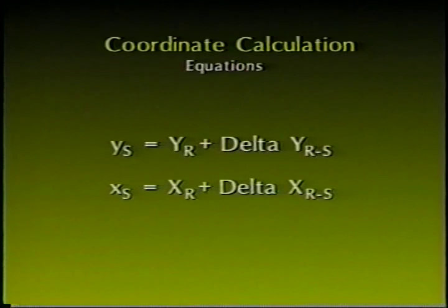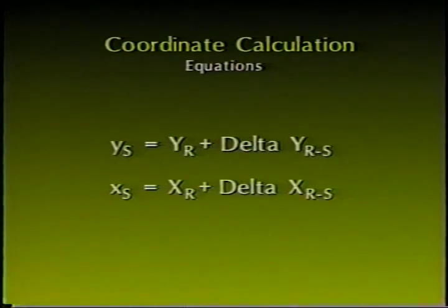Coordinates for survey points are computed by algebraically adding the delta Y and delta X of each succeeding course to the coordinate value of the starting point, or the point of beginning of the survey. This graphic illustrates the equations used to calculate coordinates of survey points starting from a coordinated survey station. Assume a coordinate is given for station R, and given delta Y and delta X, you are asked to determine coordinates for station S. The equations for computing coordinates for station S are Y of S equals Y of R plus delta Y RS.